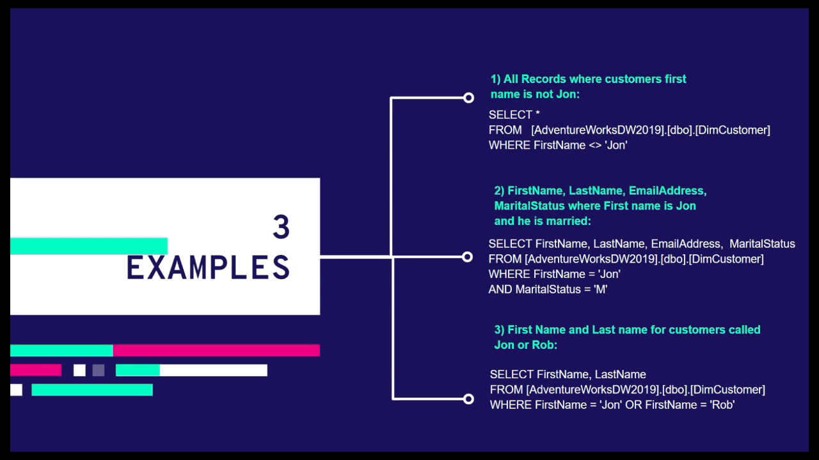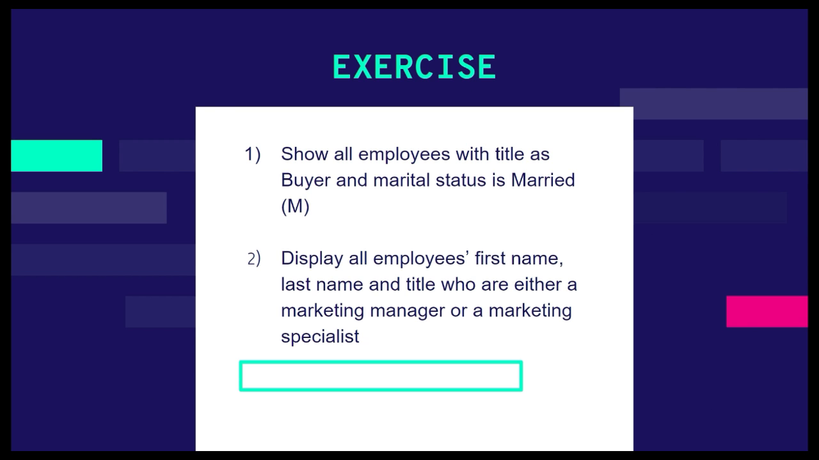So in the next section, we'll just do a couple of practice questions on this. The first one, to show all employees with the title as buyer and a marital status as married. And the second question is to display all employees' first name, last name and title, who are either a marketing manager or a marketing specialist. And you'll use the dim employee table for these queries. Good luck. You can hit pause now and then I will give you the answers after.